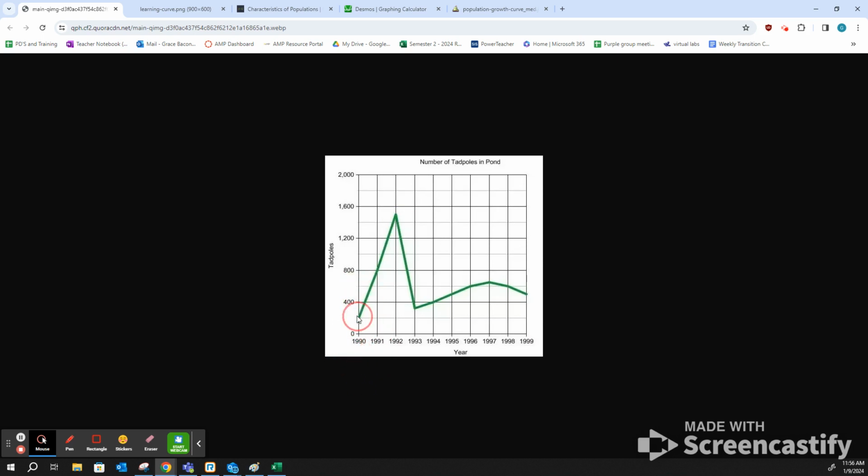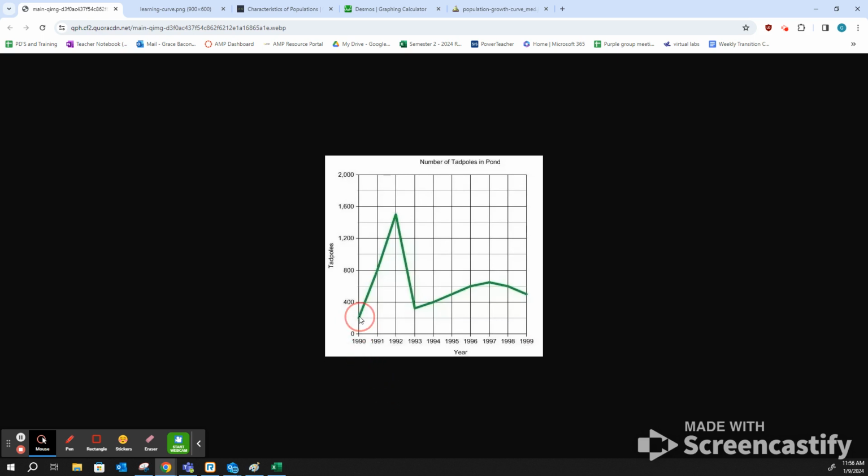So just looking at this, in 1990, all I do to find how many tadpoles I have that year is I find the height of my graph in that year. So I'm going to go over to 1990, and then I'm going to go up to however high it is. And then I have to figure out the scale. So this one goes up to 2,000, and every 2 blocks is 400 tadpoles. So that means every 1 block must be half of that, must be 200 tadpoles. So that means in 1990, I had 200 tadpoles.